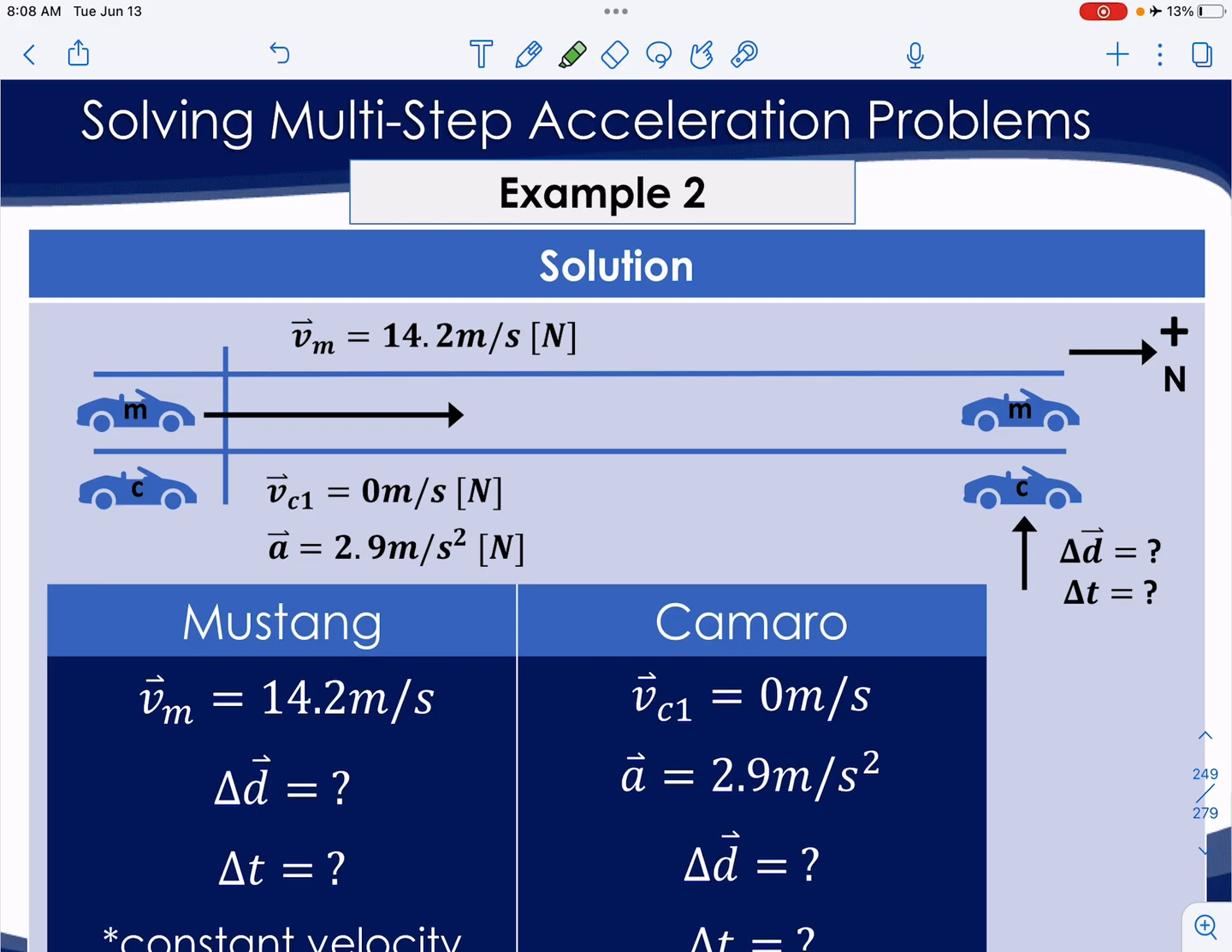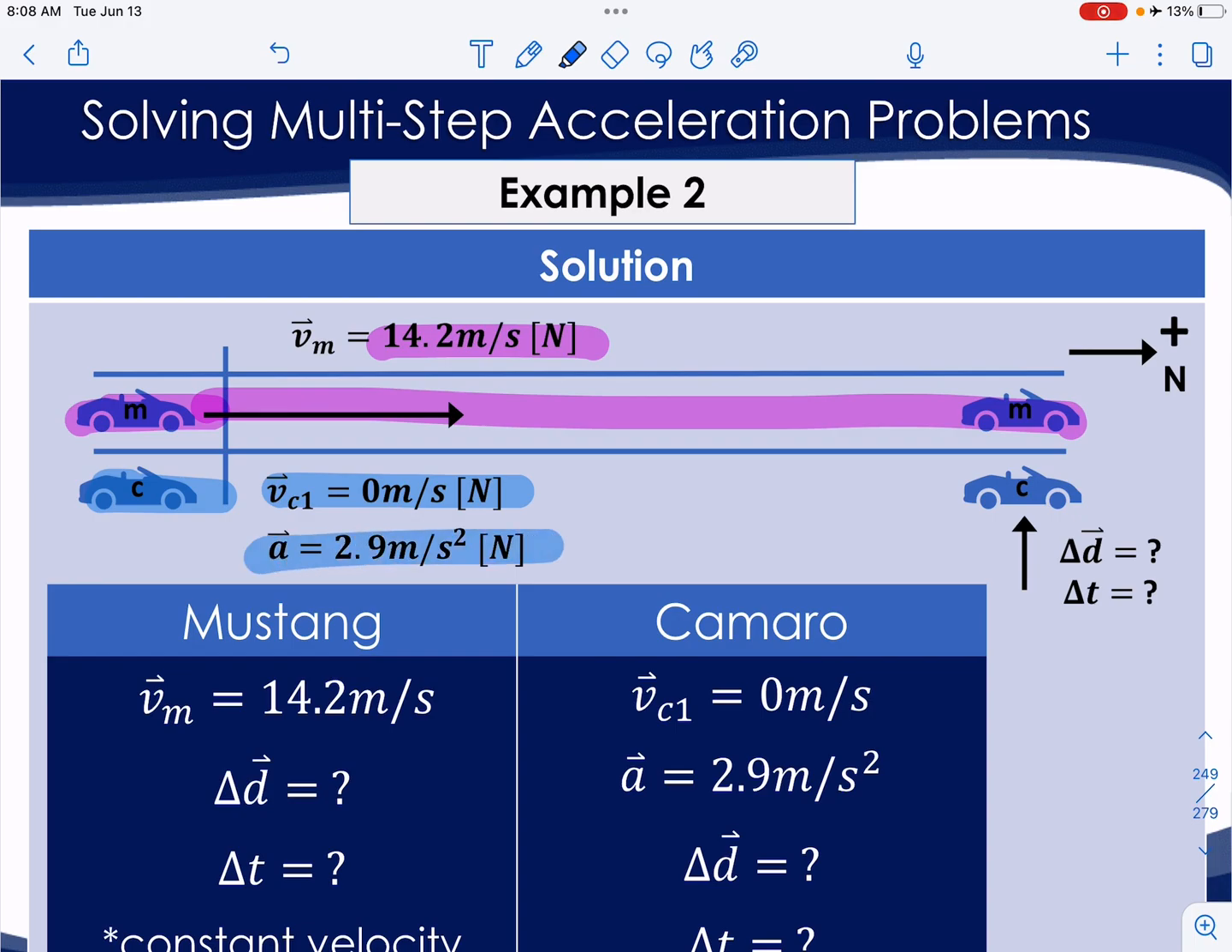Okay, so now we have two cars. The first car, the light turns green just as the car passes through the intersection. He's going a constant speed of 14.2 meters per second north. That's our car 1, okay? And then car 2, let's choose a different color, is over here. It's stopped, so its initial velocity is 0. It's accelerating at a constant rate, okay? And then over here, we don't know those.